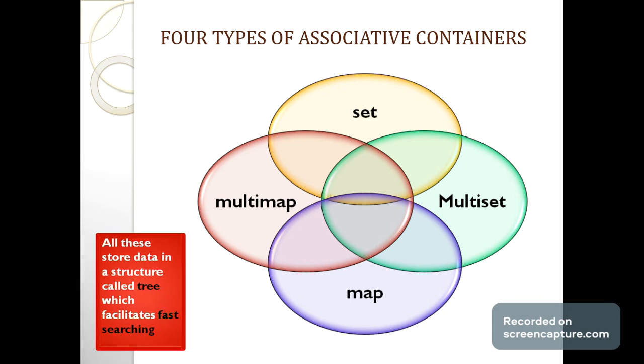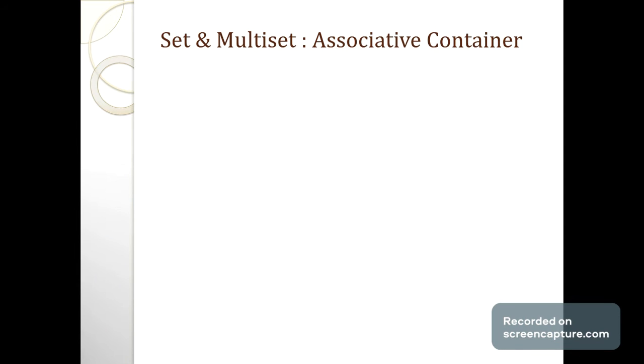Remember that all these store data in a structure called tree. So for binary search tree or any type of search operations, these are very well suited containers. So the STL associative container is best when you are going for searching techniques in data structures. Now we are going to see about set and multiset, that these are the associative containers. So this video is going to talk about what is set and multiset and the programs related to it.